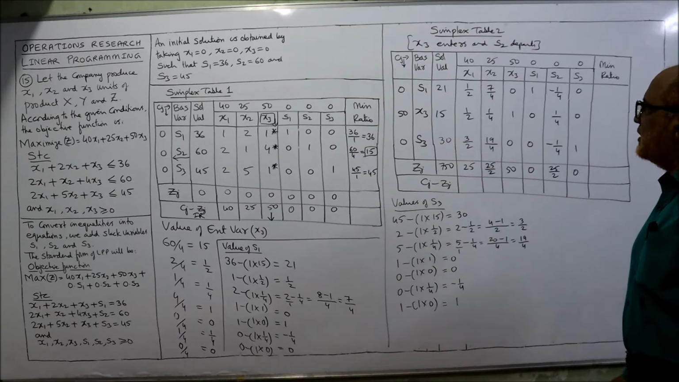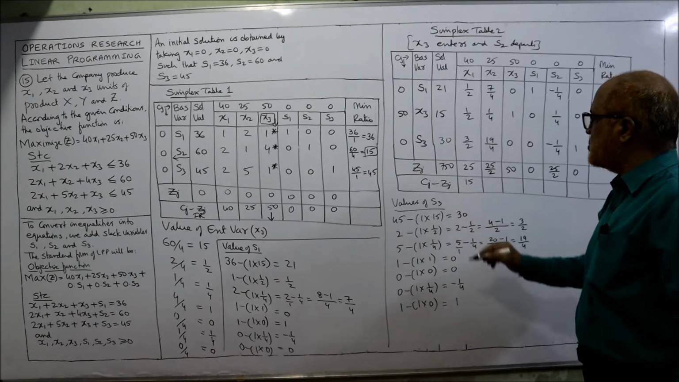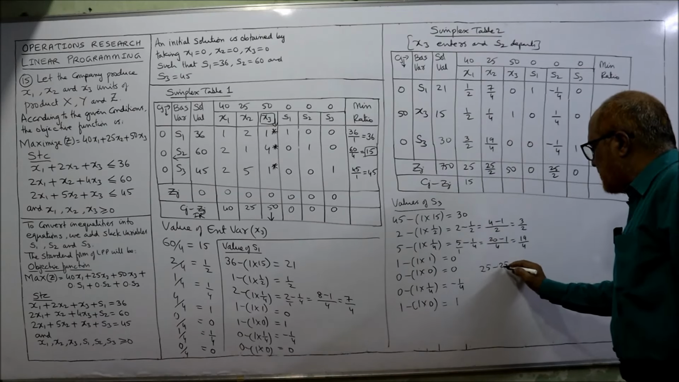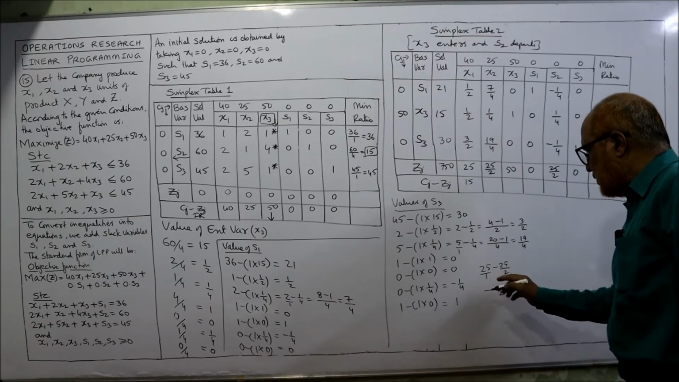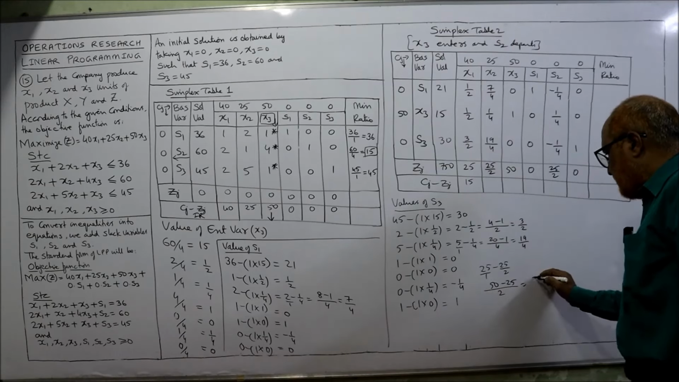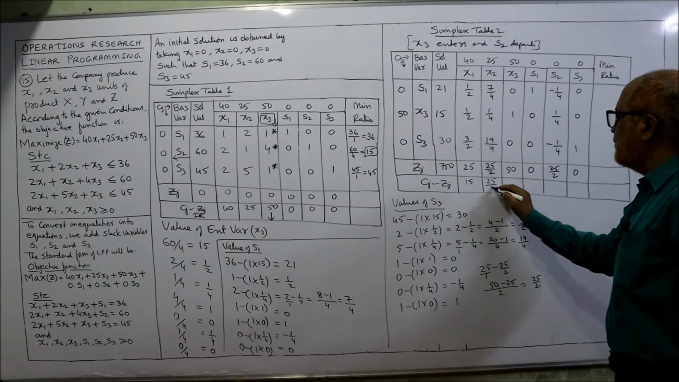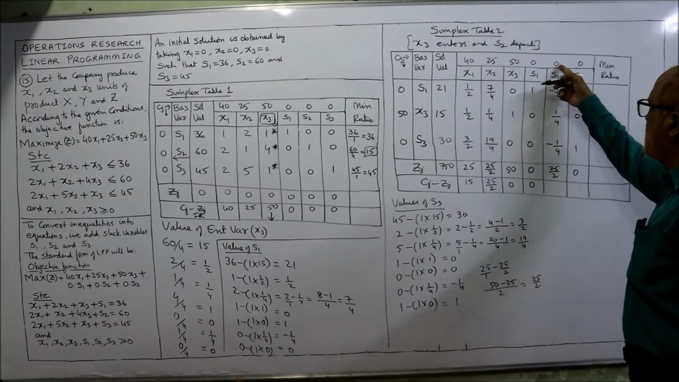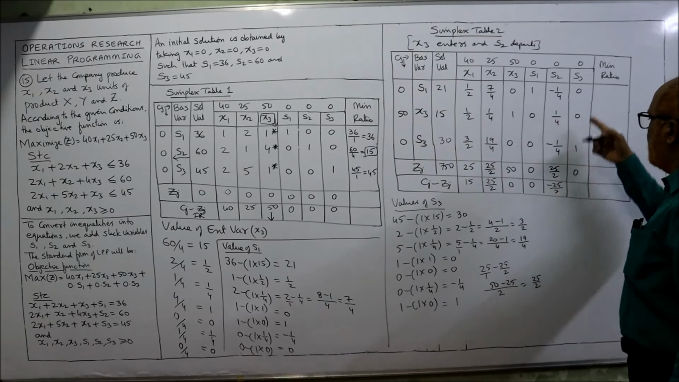Now we have to find out the CJ minus ZJ. 40 minus 25 is 15, positive value. 25 minus 25 by 2. If we take LCM 2, 1 how many times cuts to 2? 2 into 25 is 50. 50 minus 25 is 25 by 2. Then 50 minus 50, 0. 0 minus 0, 0. 0 minus 25 by 2 is minus 25 by 2. 0 minus 0 is 0.